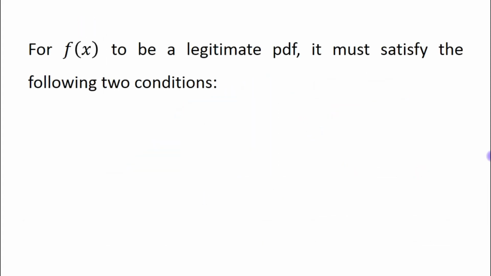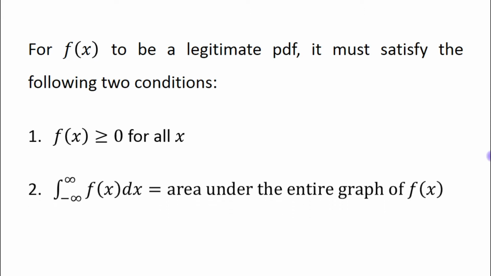For f(x) to be a legitimate PDF, it must satisfy the following two conditions. First, f(x) should be greater than or equal to 0 for all x. Second, the integration of f(x) from minus infinity to infinity, which is the area under the entire graph of f(x), is equal to 1.